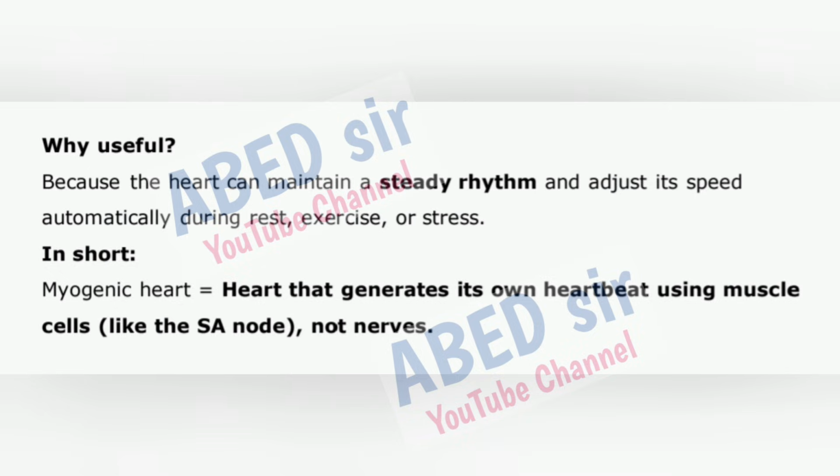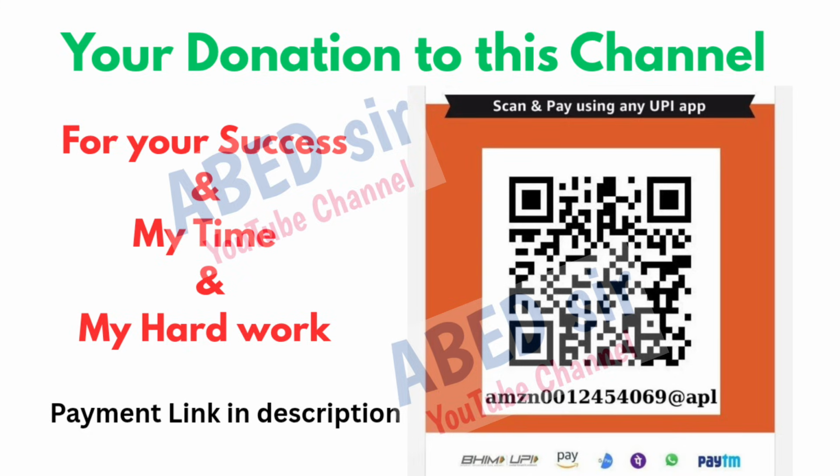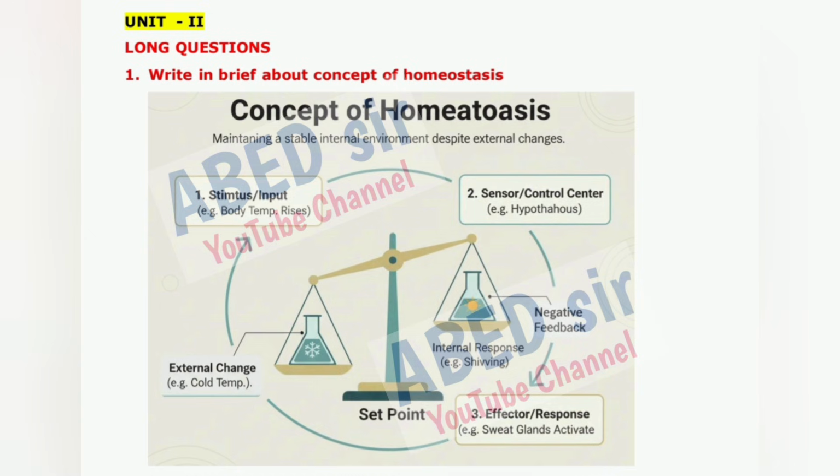In short, myogenic heart is equal to heart that generates its own heartbeat using muscle cells, like the SA node, not nerves. Next unit 2. Long questions. First important long question is 1. Write in brief about concept of homeostasis.